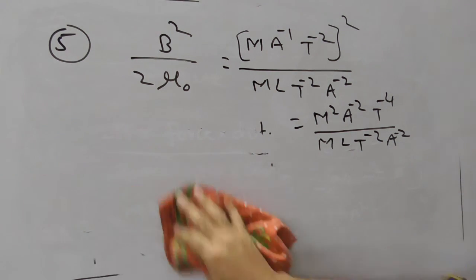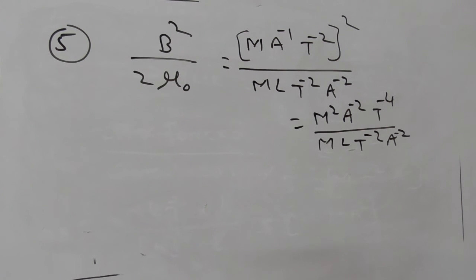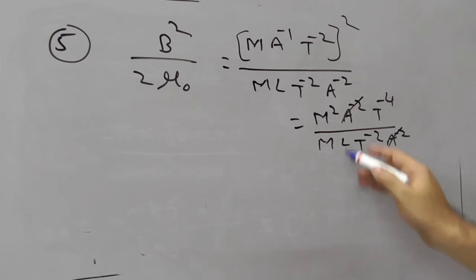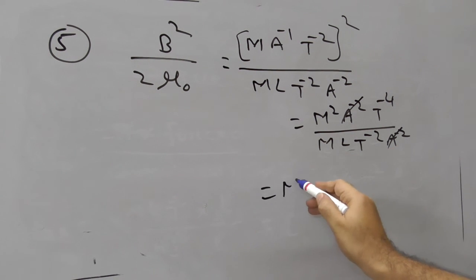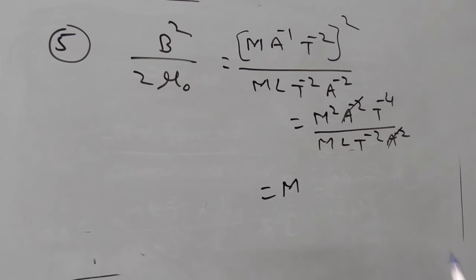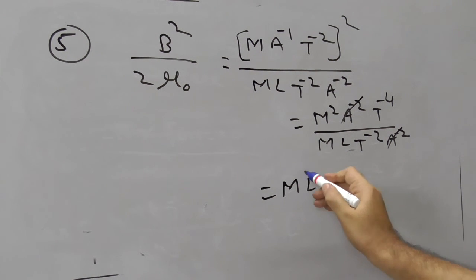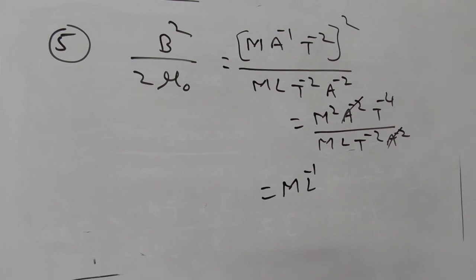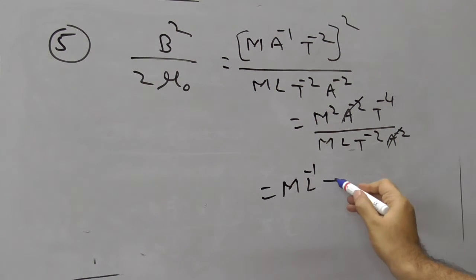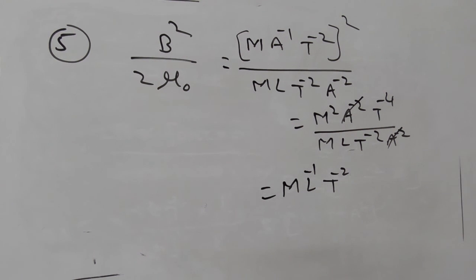Just read the formula. Okay, so almost a direct question. Here A minus 2 gets cancelled. So finally M square by M gives you M. Under the denominator you have L, so you can write L minus 1. For T, minus 4 and minus 2 in the denominator gives T minus 4 plus 2, that is T minus 2. A gets cancelled. So this is your answer, M L minus 1 T minus 2. Clear? Right.